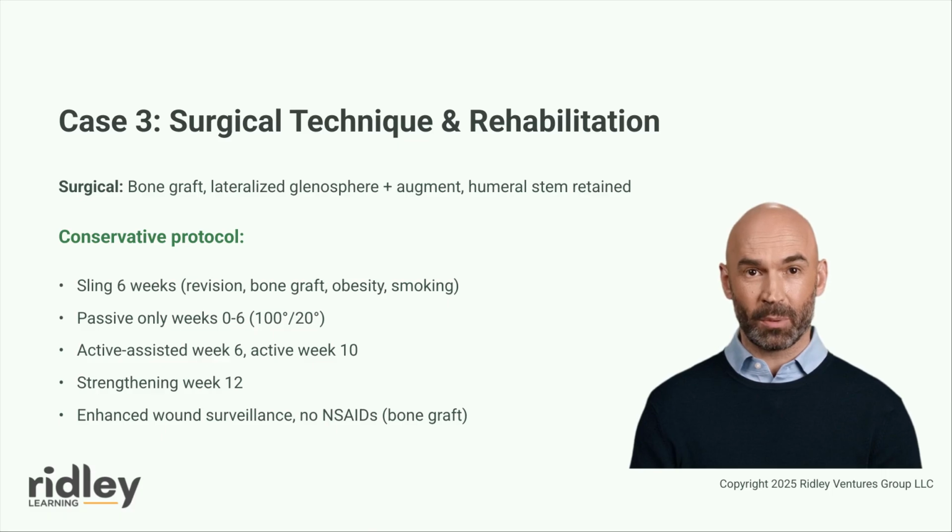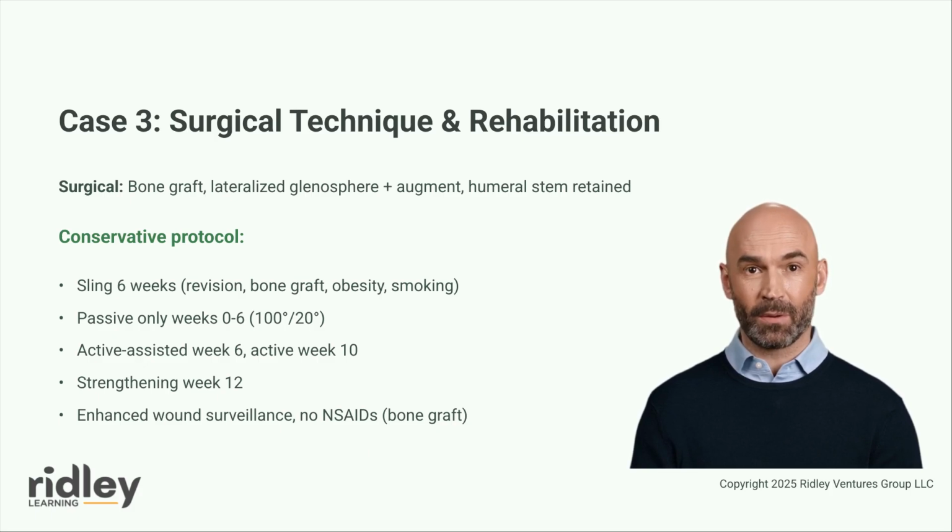The rehabilitation progression followed a conservative protocol. From weeks 0 to 6, the sling was worn for 6 weeks given the revision complexity, bone grafting, obesity, and smoking. Passive range of motion only was permitted, limited to 100 degrees elevation and 20 degrees external rotation. Active elevation and weight-bearing were prohibited. Enhanced wound surveillance was implemented given his obesity and smoking risks. Multimodal analgesia was used while avoiding nonsteroidal anti-inflammatory drugs to support bone graft healing.